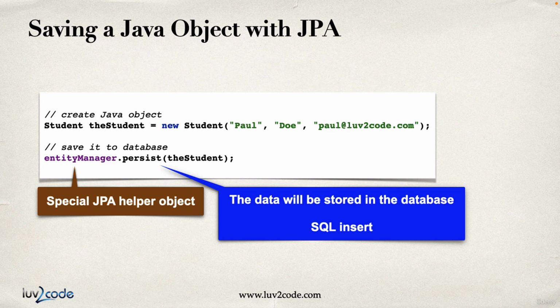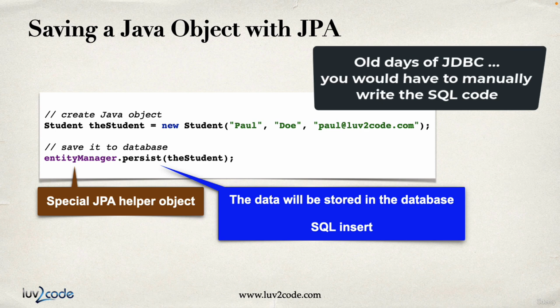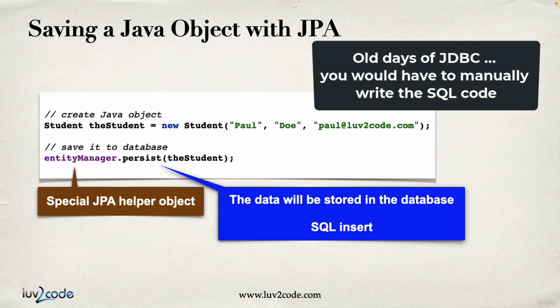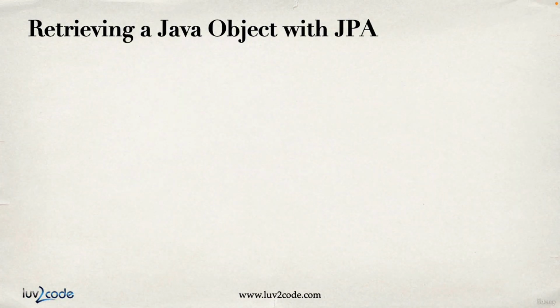And really, behind the scenes, Hibernate is an implementation of JPA, so Hibernate would do all the work for you. But you understand what I'm saying here at a very high level of talking about JPA. This is all really good and really simple. If you remember in the old days of JDBC, you would have to manually write the SQL code, manually set those values, manually execute the SQL statement, and so forth. But here, JPA, with the help of Hibernate, does all the work for you in the background. And I really like this feature. So as you can see, it's really simple to save a Java object using JPA.